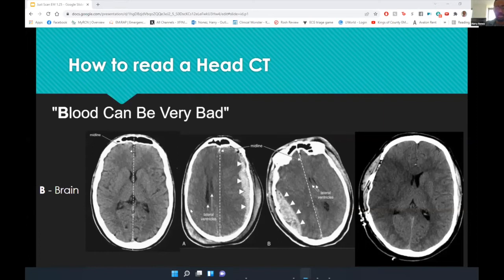The next letter is B again, and that stands for brain. Here you need to look for about four things. The first one is symmetry. You need to make sure that the sulci and the gyri appear the same on both sides. You can see in the first picture that it looks pretty symmetrical on both sides.